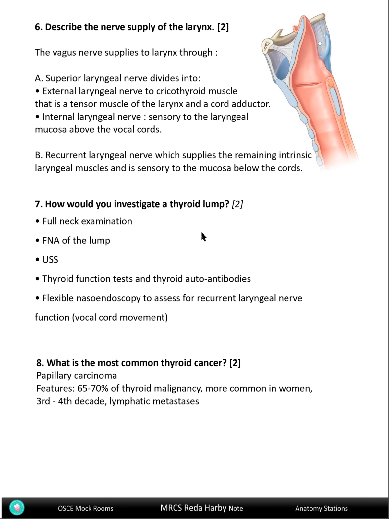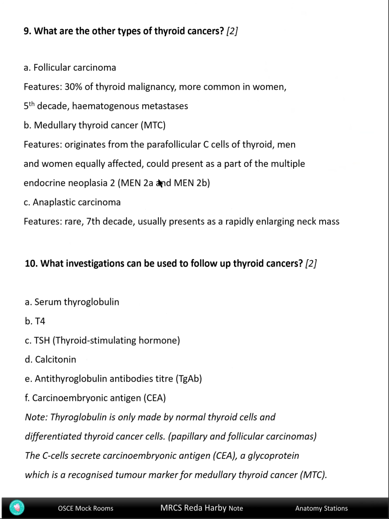Follicular, early hematogenous spread, and medullary can be sporadic and can be of MEN type 2A syndrome or MEN 2B syndrome. Also, don't forget that calcitonin is used for follow-up of the medullary thyroid cancer. Anaplastic is a very aggressive, rapidly growing tumor, and it is of bad prognosis. Okay, so don't forget these ones.